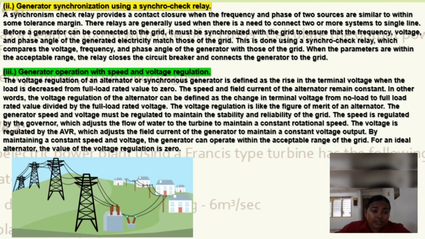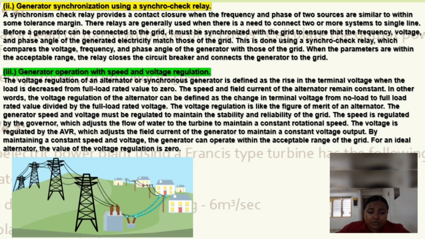Third, generator operation with speed and voltage regulation. The voltage regulation of an alternator or synchronous generator is defined as the rise in the terminal voltage when the load is decreased from full load rated value to zero. The speed and field current of the alternator remain constant. In other words, the voltage regulation of the alternator can be defined as the change in terminal voltage from no load to full load rated value divided by the full load rated voltage. The voltage regulation is like the figure of merit of an alternator.